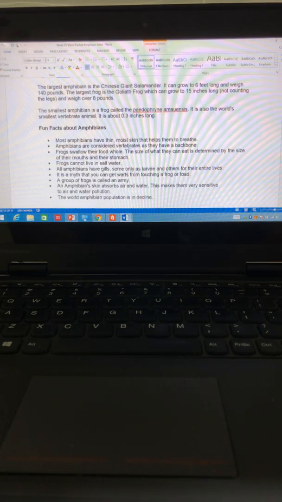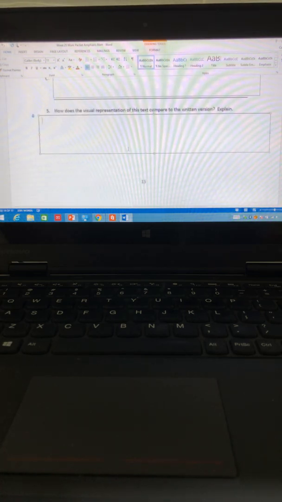So it's asking you, think about the visual features. How do they go with the rest of the writing? Do they go with the rest of the writing? Tell me how you know that is an answer.